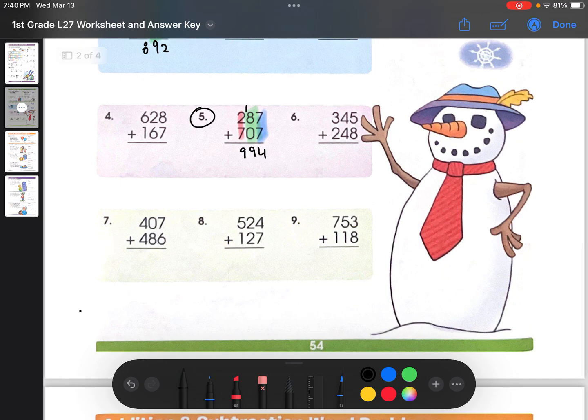Alright, let's do one more. Let's do number 9. 753 plus 118. So again, ones place first.